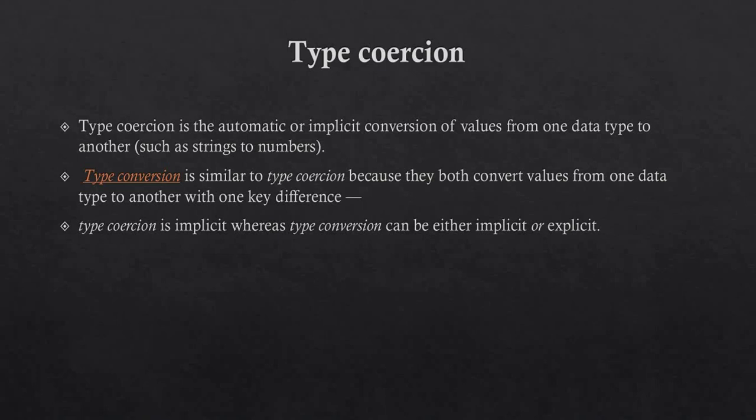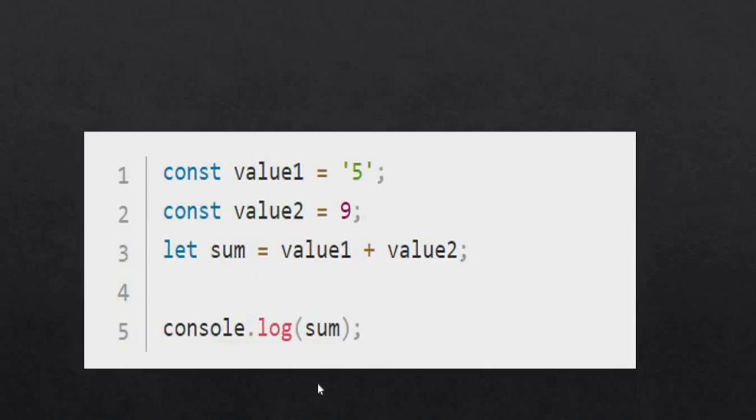Type conversion is similar to type coercion because they both convert values from one data type to another, with one key difference. Type coercion is implicit, whereas type conversion can be either implicit or explicit. Let's see an example of this.